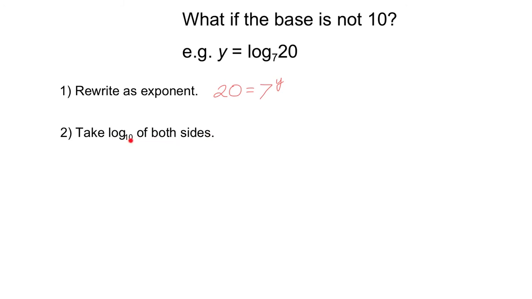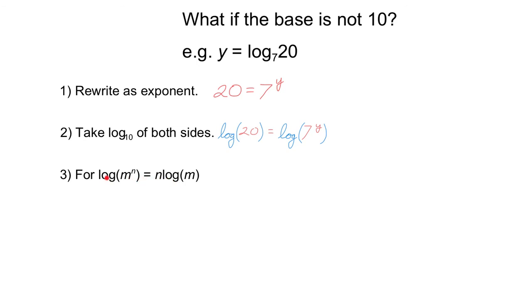Now log base 10, or as I said earlier, I can just write the word log, and I don't have to indicate the base, it's assumed it's 10. So that's the way I write it. Log of 20 equals log of 7 to the exponent y. Now my next step, I'm using a property that I'm going to actually prove in the next lesson. So for right now, just trust me that I can do this.